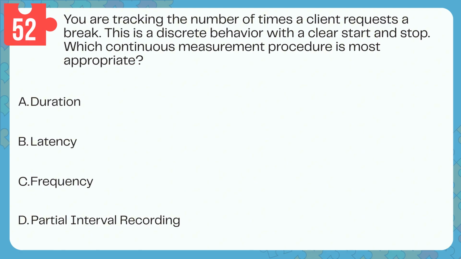Question 52. You are tracking the number of times a client requests a break. This is a discrete behavior with a clear start and stop. Which continuous measurement procedure is most appropriate? A. Duration. B. Latency. C. Frequency. D. Partial interval recording.